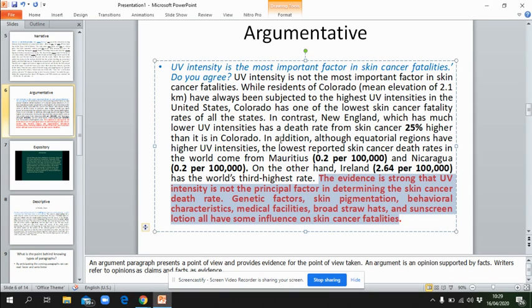Another indication that this paragraph is an argumentative one is that inside the paragraph there are some data provided by the writer in order to support his idea, so that at the end of the reading, the reader is most likely to believe in the writer's idea.